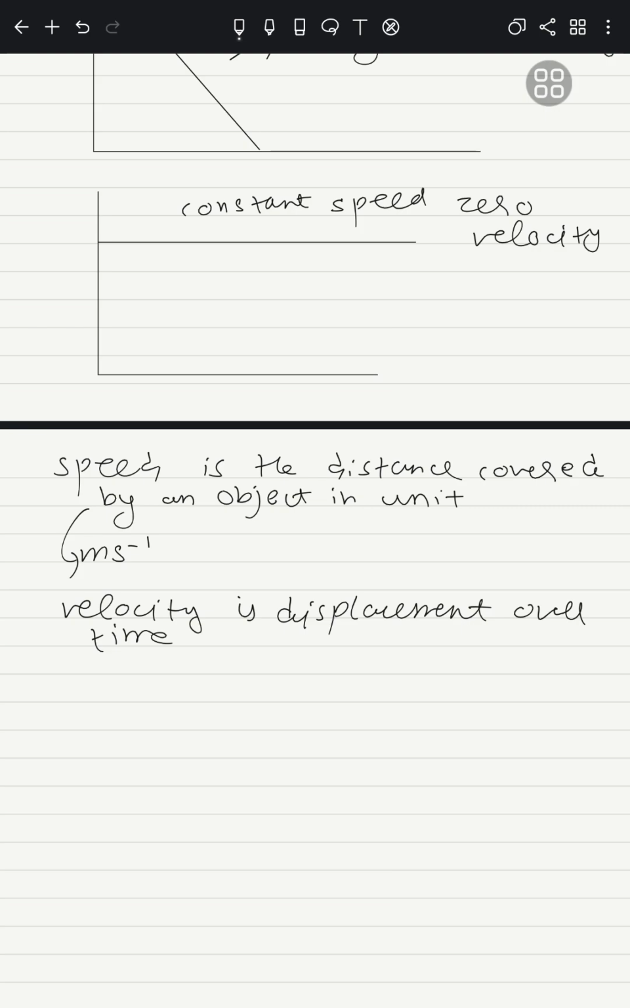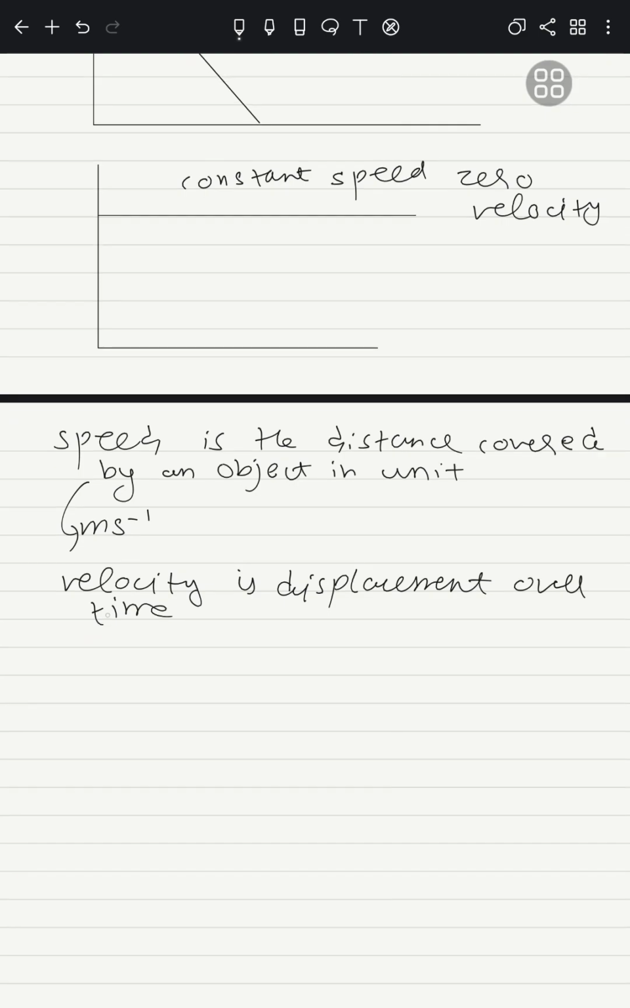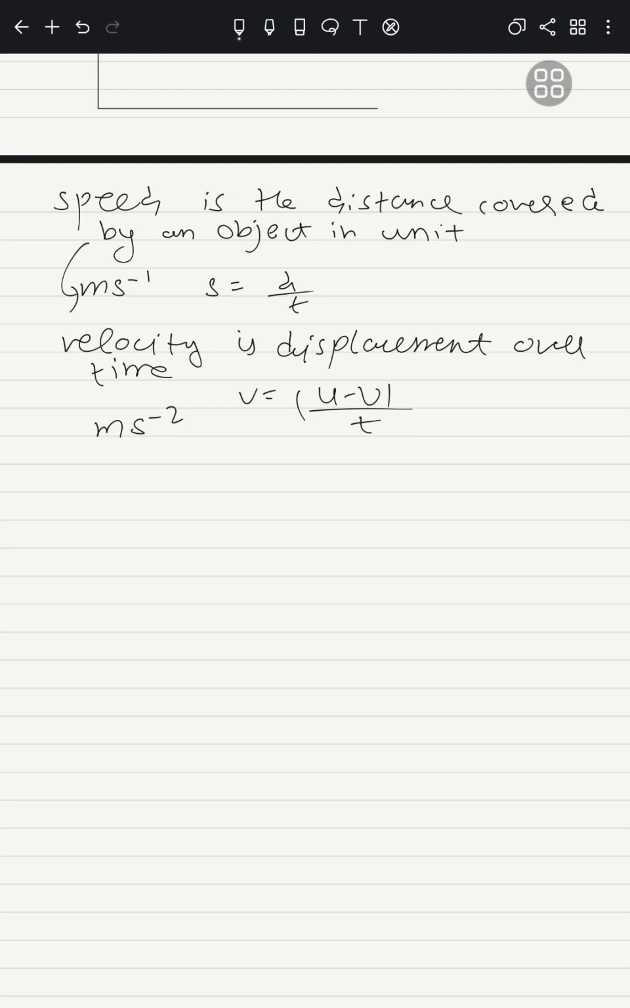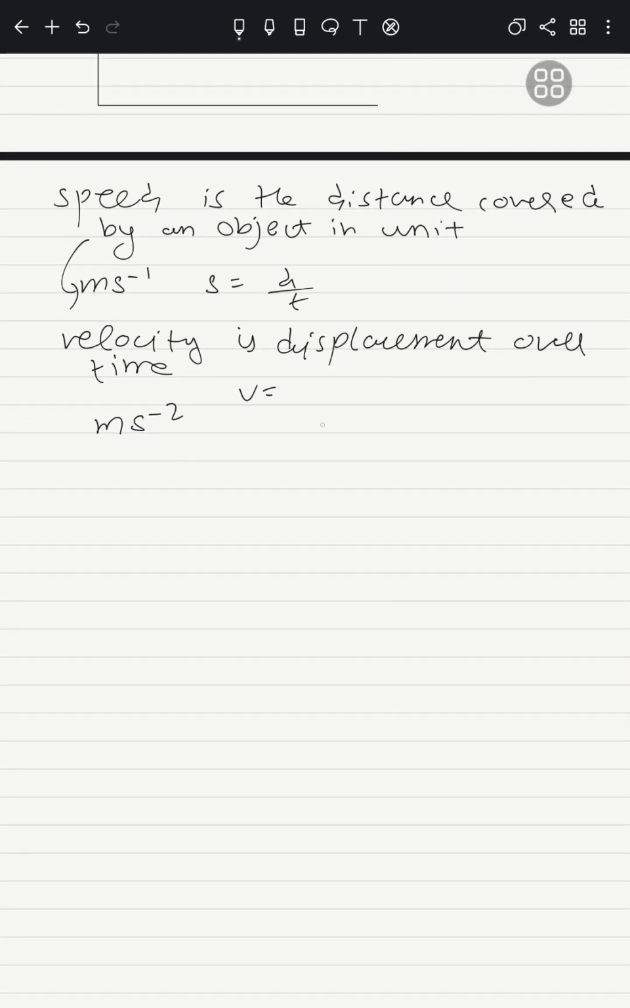From what I've seen in past papers, you cannot write that velocity is distance per unit time. It's displacement over time, or displacement per unit time, which is m s^-1. Acceleration is a = (v - u) / t, final velocity minus initial velocity over time.